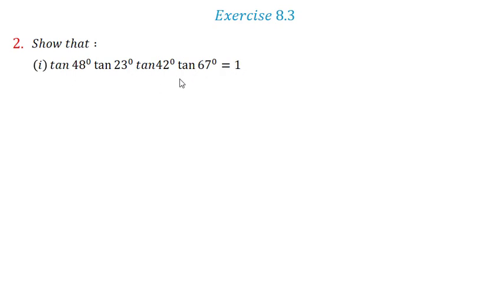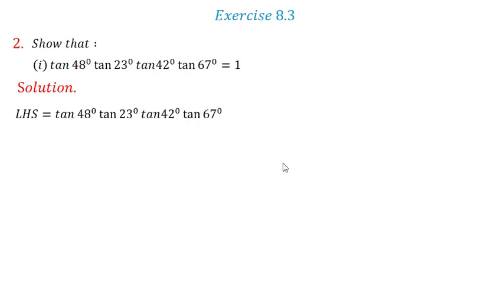tan 23 degree into tan 42 degree into tan 67 degree is equal to 1. So here for this 48 degree, the complementary angle is this 42 degree, right? And for 23 degree, complementary angle is 67 degree. So let us use those complementary relations. So tan 48 degree, tan 23 degree, I will write them as it is, and this tan 42 degree I will convert in cot, and this tan 67 also I will convert in cot.